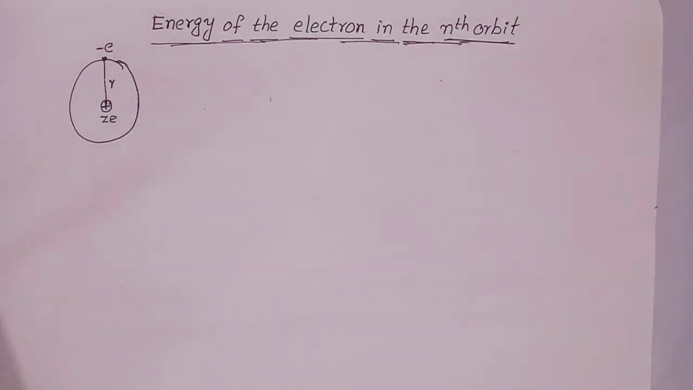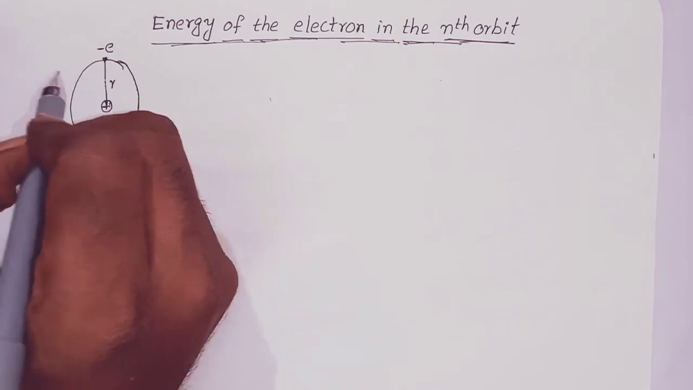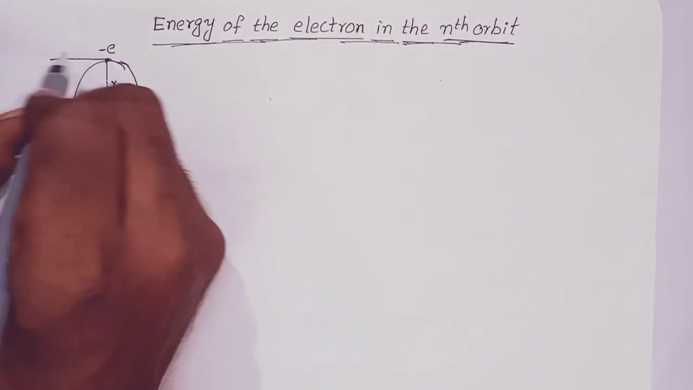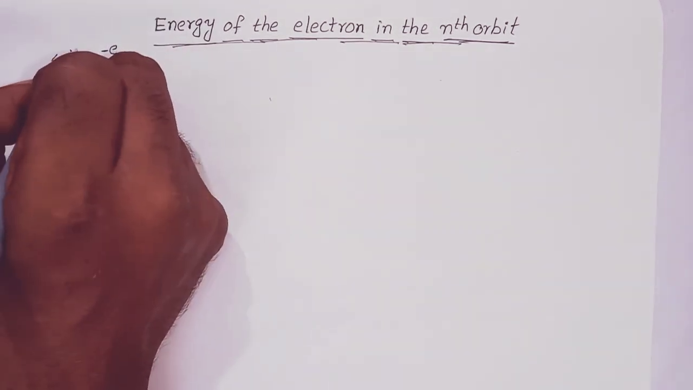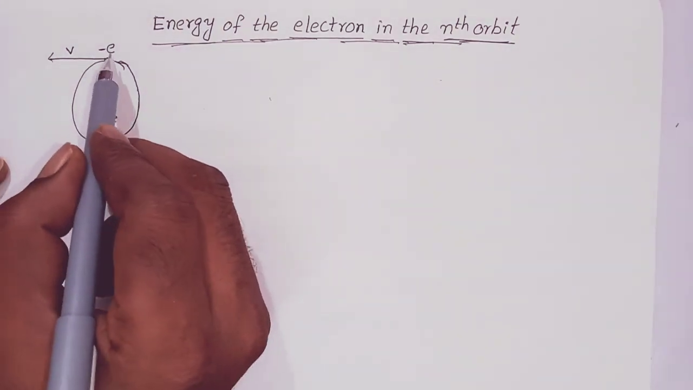Okay, and there are two forces acting on this. Okay, and this is the tangential velocity, and this electron has a mass.